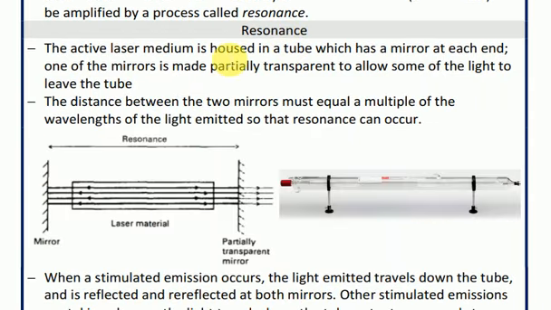The active laser medium is housed in a tube which has a mirror at each end. One of the mirrors is made partially transparent to allow some of the light to leave the tube. Here you can see some of the light is leaving the tube. The distance between the two mirrors must be equal to a multiple of the wavelength of the light emitted, so that resonance can occur.